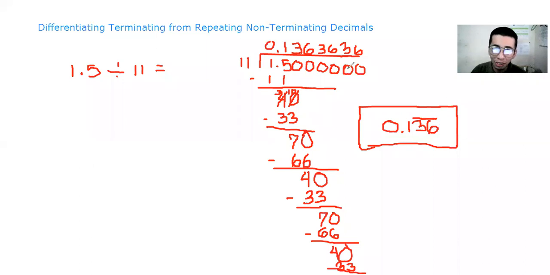Kasi hindi naman natin pwede sagot na 36, 36 na walang katapusan 36, di ba? Paano natin susulat yun? So, lalagyan natin ng bar sa ibabaw ng repeating decimal natin na 36. Okay? So, ganun tayo. 36, 36, 36. So, copy it or take a screenshot.